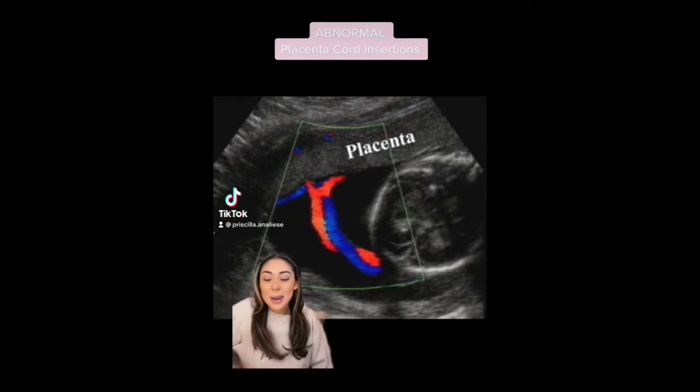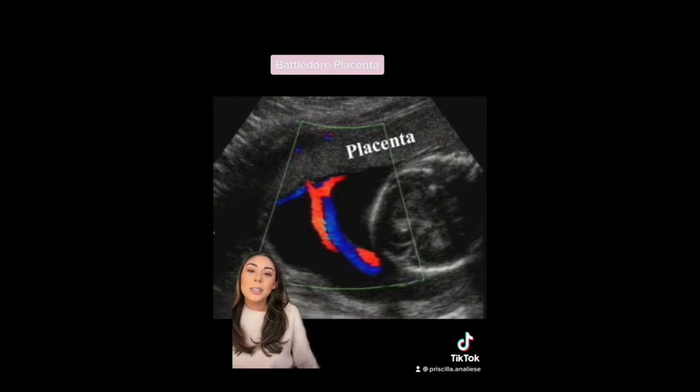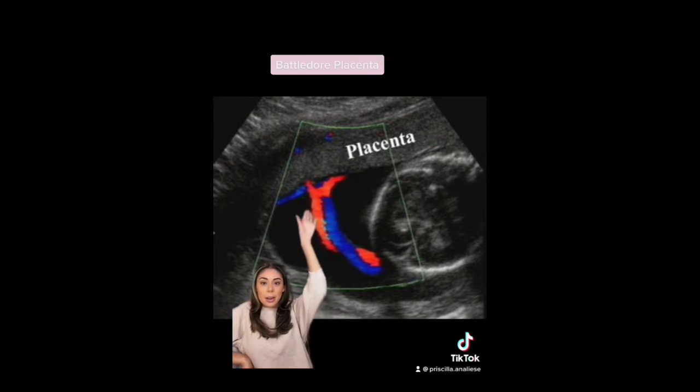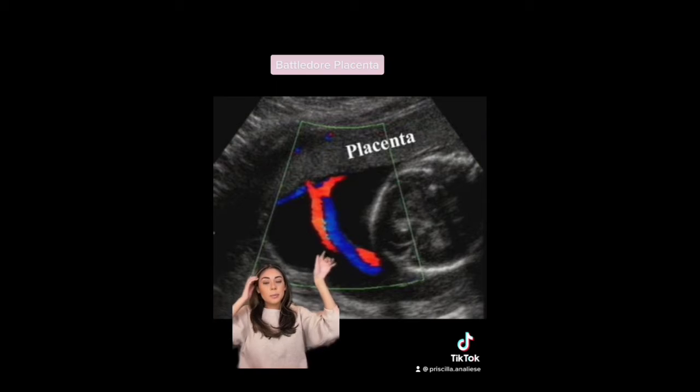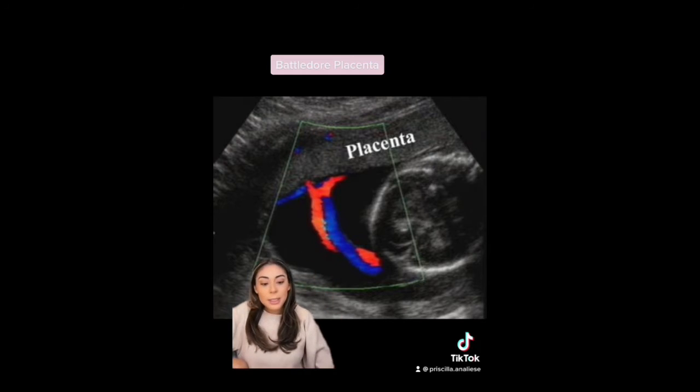Hey guys, so today I'm going to be talking about abnormal placenta cord insertions. Our first one up is called the battledore placenta. In this case, the insertion of the umbilical cord is at or too close to the placental margin. As you can see here, we have our placenta, our cord with a color flow on top, which is displaying that the cord insertion is at the edge of the placenta, which is no bueno. If it pulls away, nutrients can't get into the cord.